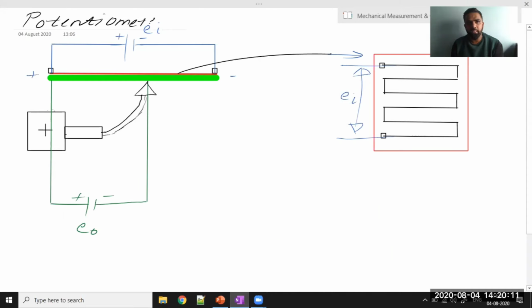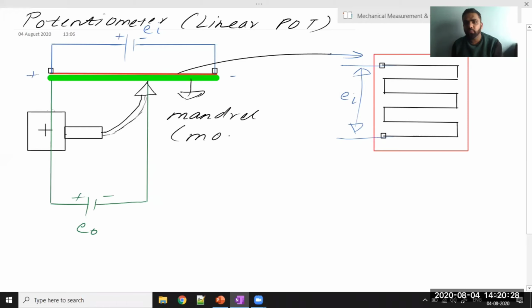We are studying the linear pot. Now, what I have done here, you can see, this part is called the mandrel. What is the function of the mandrel? It mounts my wire, the resistive wire. You can even call it a shaft, that is not an issue. So the function of the mandrel is to mount the resistive wire.